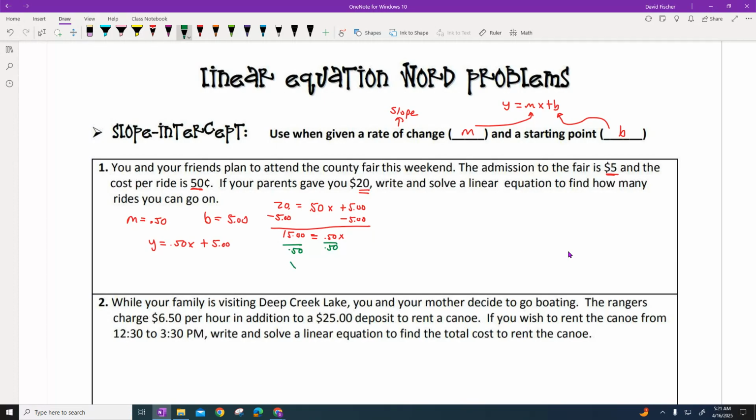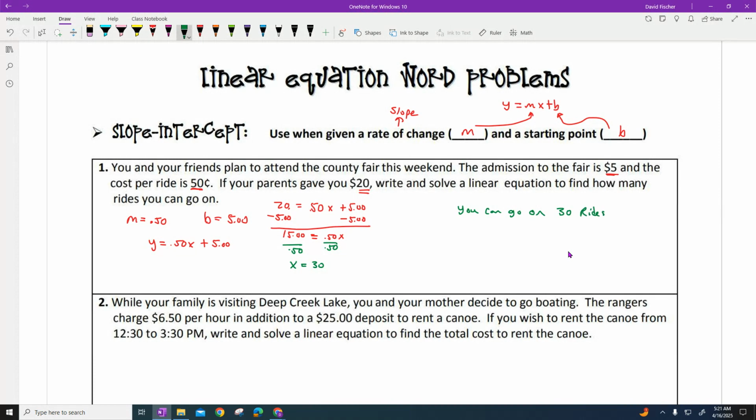Now I'm going to put my x over here. I'm just going to flip the whole equation. 15 divided by 50 cents is 30. Now very important. We just can't leave our answer that way because that means nothing. We got to answer the question. It says how many rides can you go on? So you can go on 30 rides.